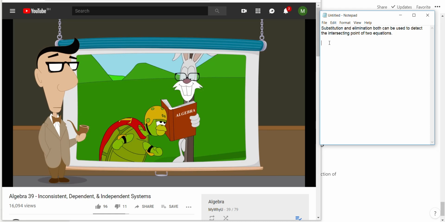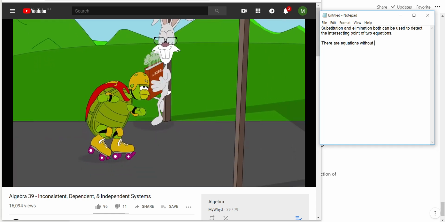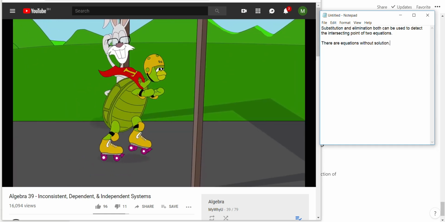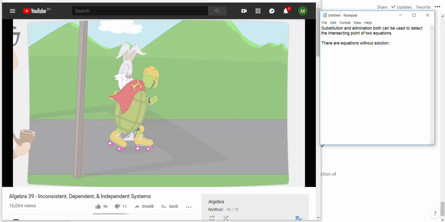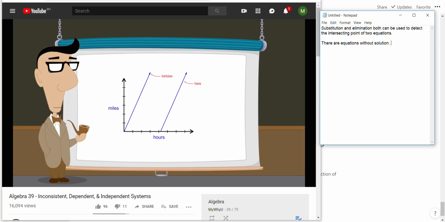Yet another possibility is that both the tortoise and hare start the race at the same time and travel at the same speed. Their graphs therefore coincide, reflecting the fact that the tortoise and hare both have identical distance values at every point in time during the race. Since the two graphs intersect at every point, there are an infinite number of solutions to this system of equations.